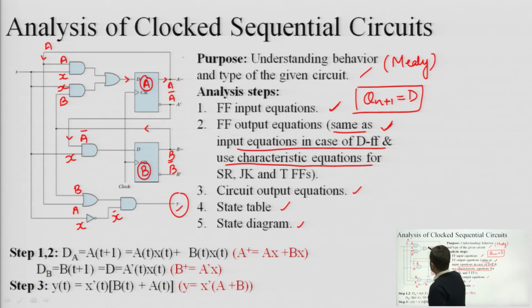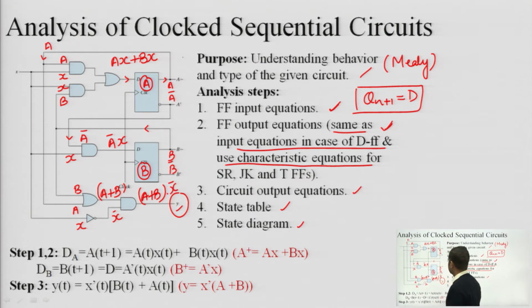So finally we can check that this thing is AX plus BX, and this DB will be A bar X, and this is A plus B, and finally this will be A plus B into X complement. So these are the expressions for the flip-flop inputs and outputs. So these same things are mentioned here.